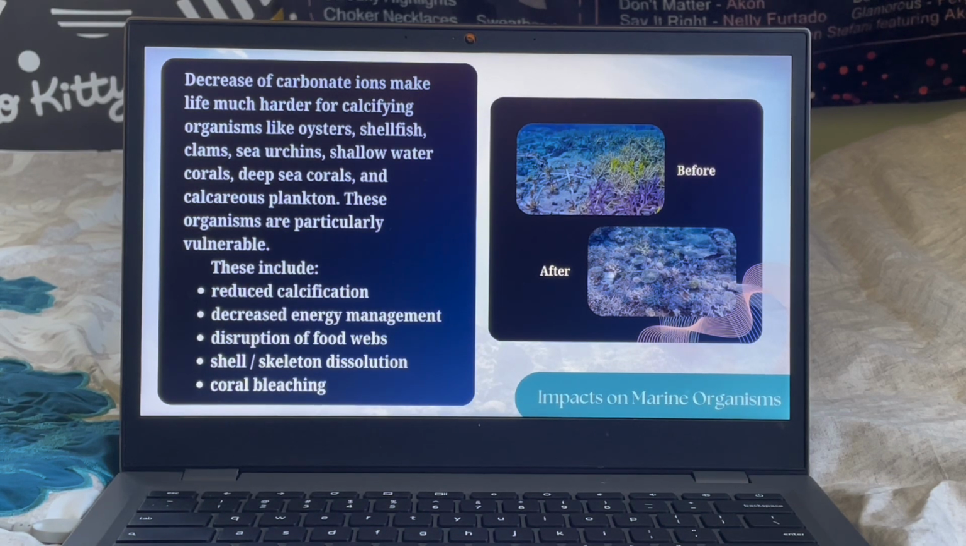Decreased energy management refers to marine organisms having to use more energy to fulfill bodily functions. This leaves less energy for growth, reproduction, and basic survival. Because of most of the listed problems, food web disruptions occur. A decrease in many aquatic species is correlated to this as well.